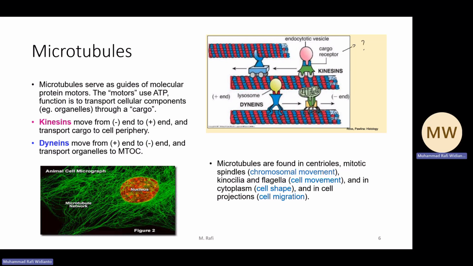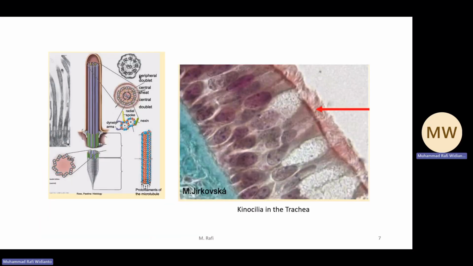Just imagine a cargo. And just more information about where microtubules can be found. Like we said before: kinocilia, flagella, the cytoplasm where they maintain cell shape, and projections for cell migration during cell division.